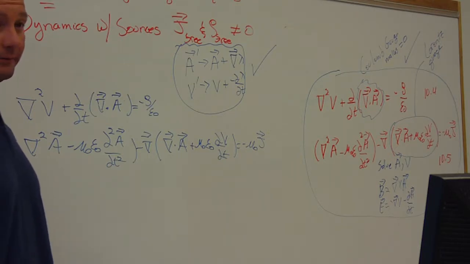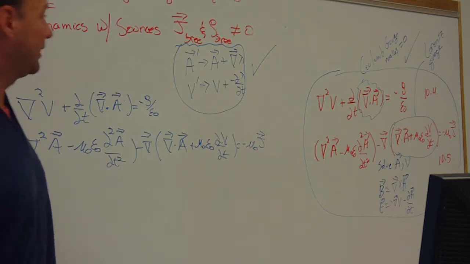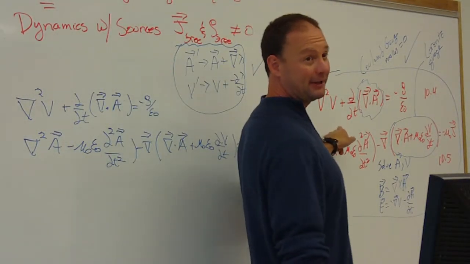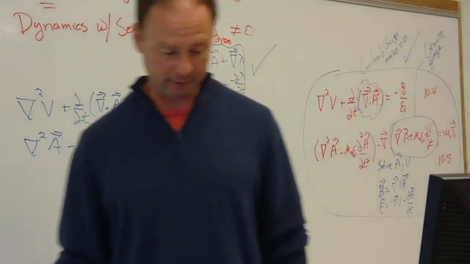He's the annoying guy. Yeah, you need both. Even in the Coulomb gauge, you don't get A easily, so A is annoying. Okay, so that's exactly what we're going to do.